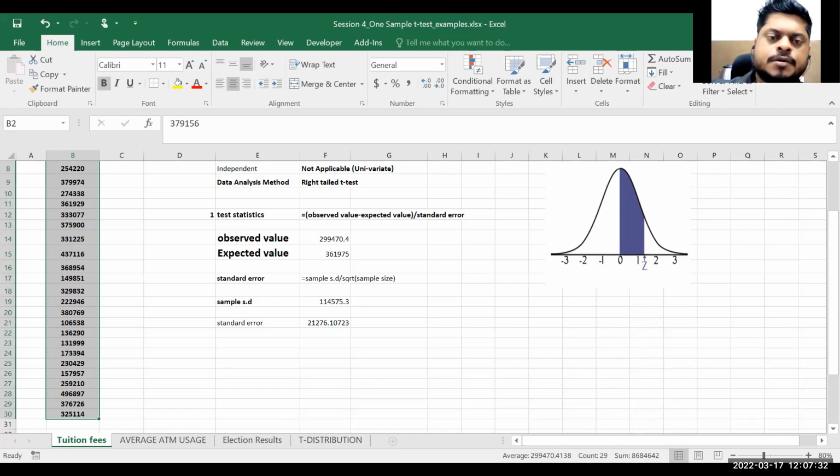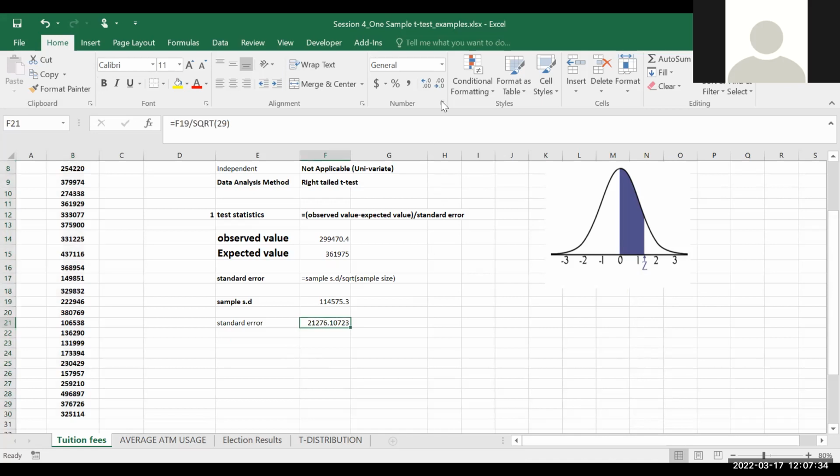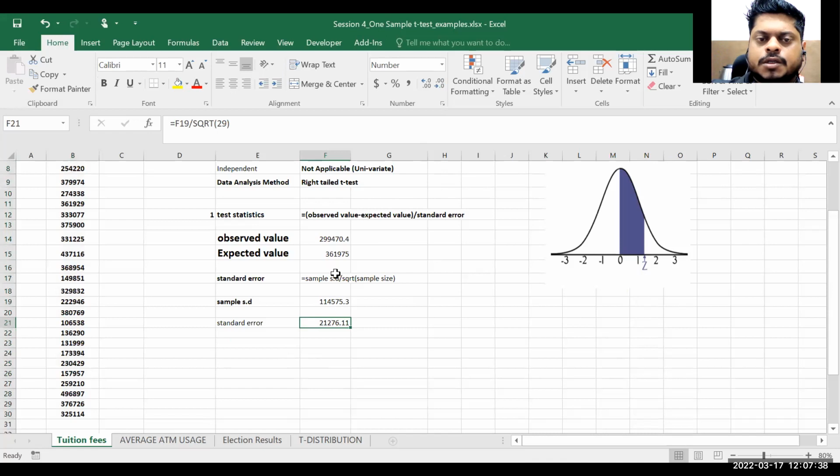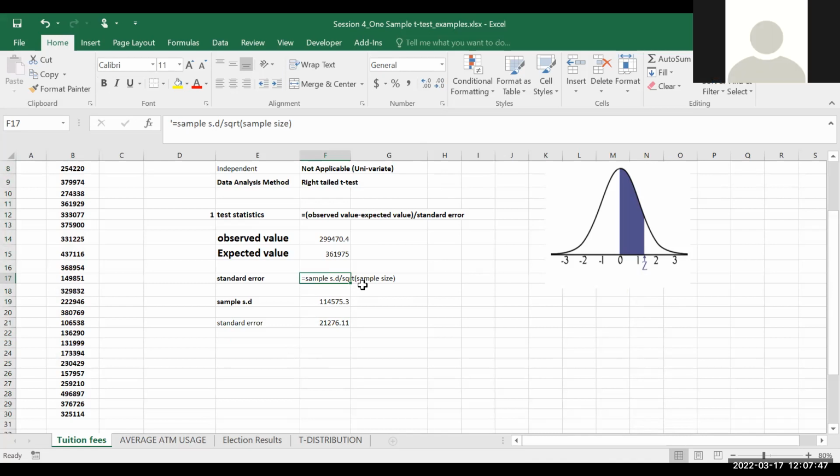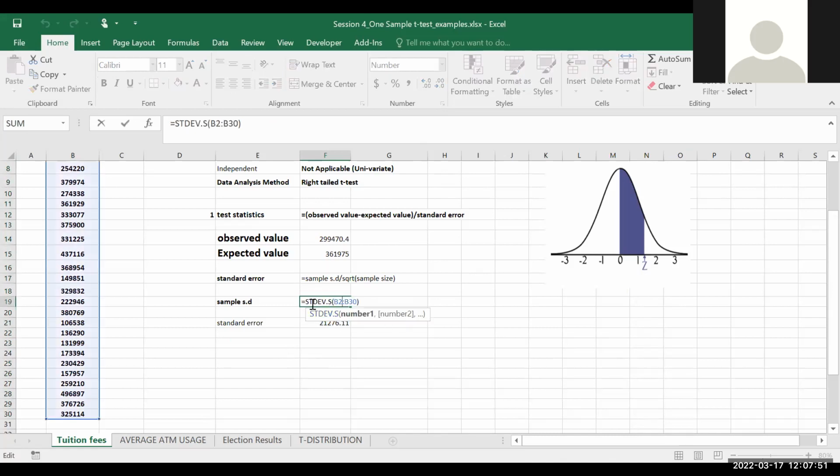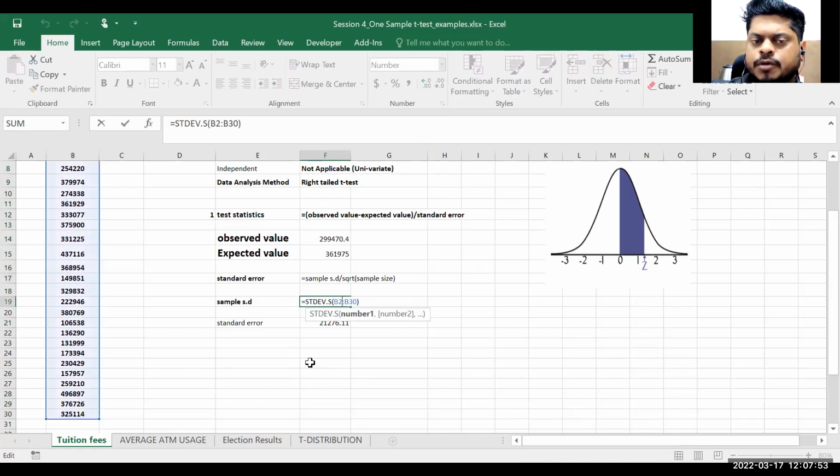Yes, Abhijit. Sir, how to find the standard error? I am able to get that. The formula is sample standard deviation divided by square root of sample size. You are asking how to find it or why to find it? Sir, how to find in Excel? Yeah, calculate sample standard deviation. Formula is STDEV.S of the sample divided by square root of sample size. Sample is 29.